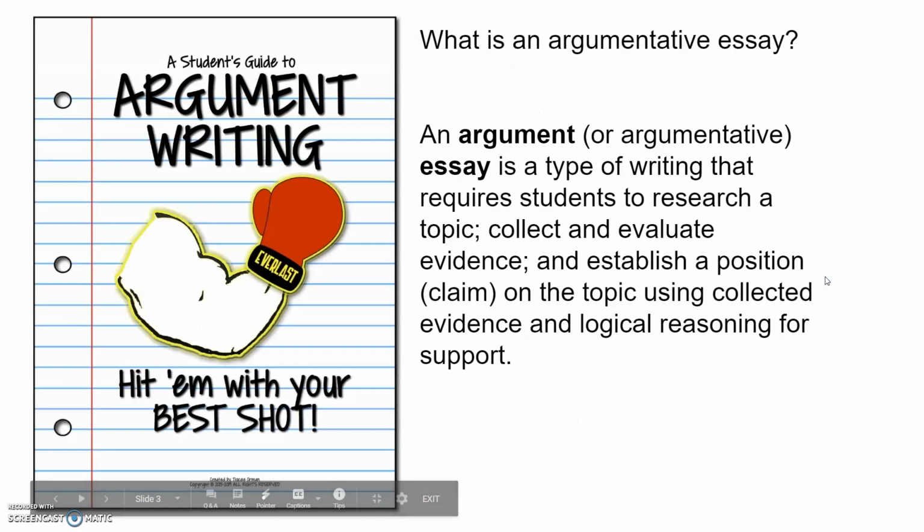You are going to be writing an argumentative essay. What is an argumentative essay? An argument or argumentative essay is a type of writing that requires students to research a topic, collect and evaluate evidence, and establish a position, claim, on the topic using collected evidence and logical reasoning for support. You're going to learn to hit him with your best shot.